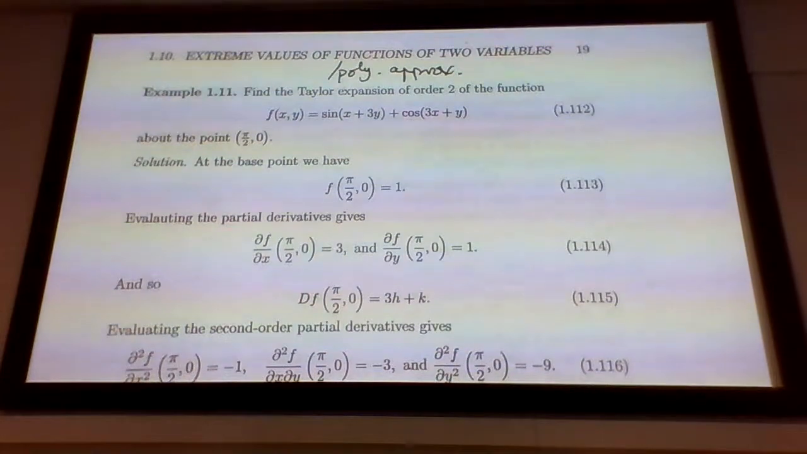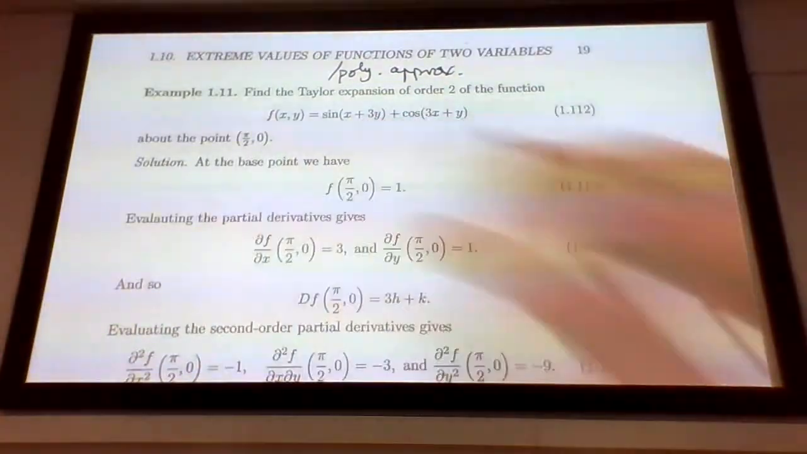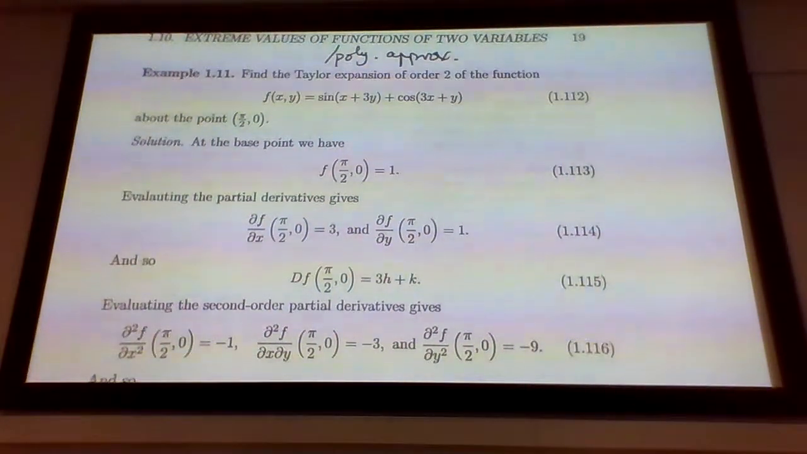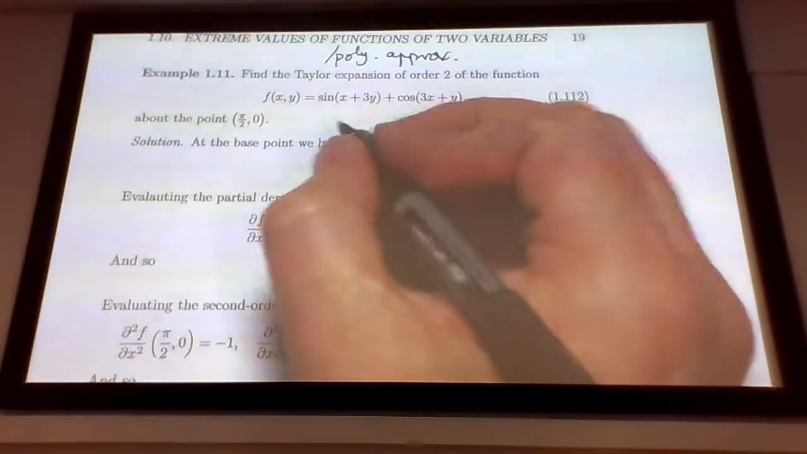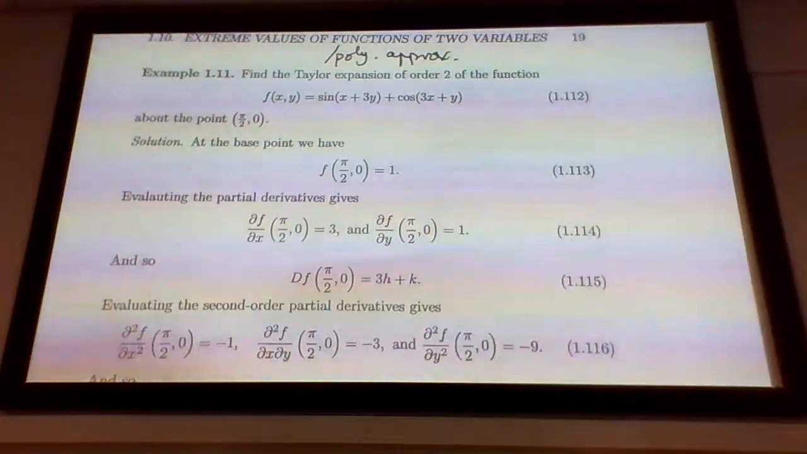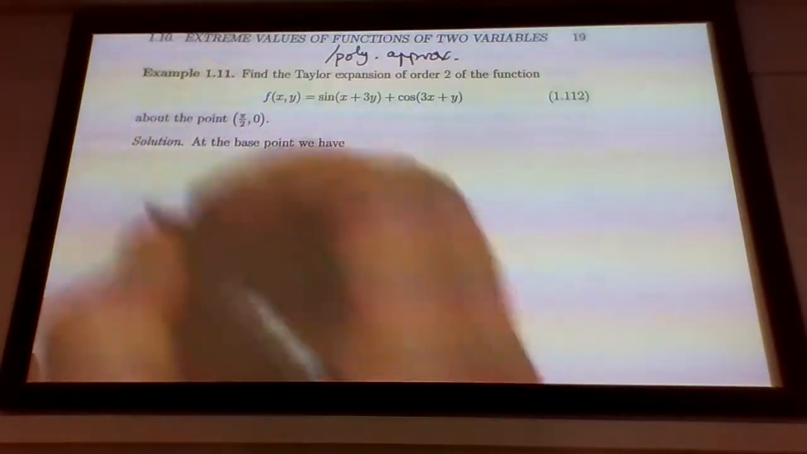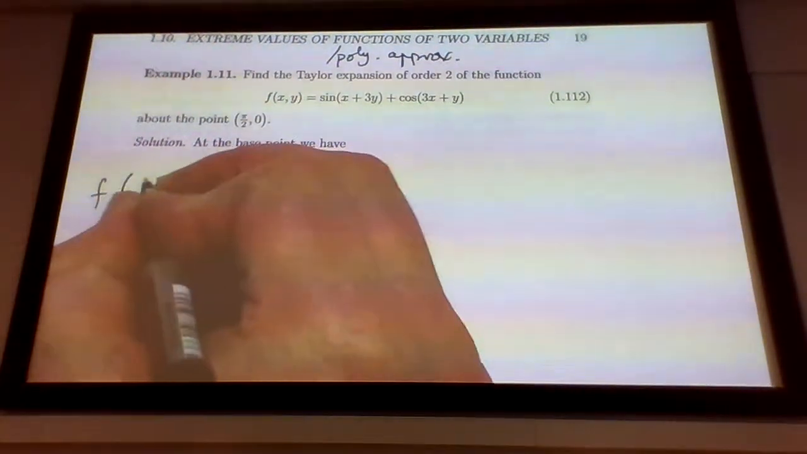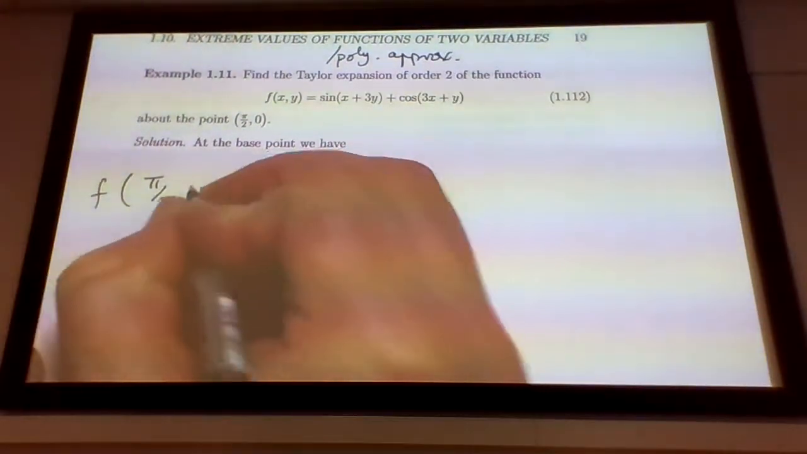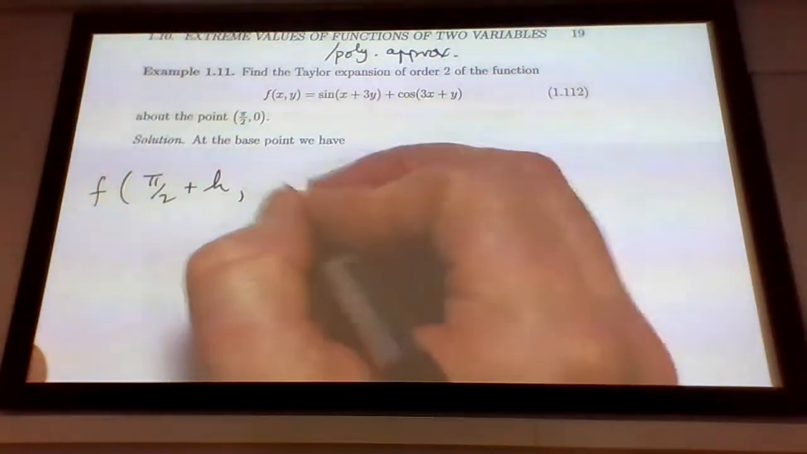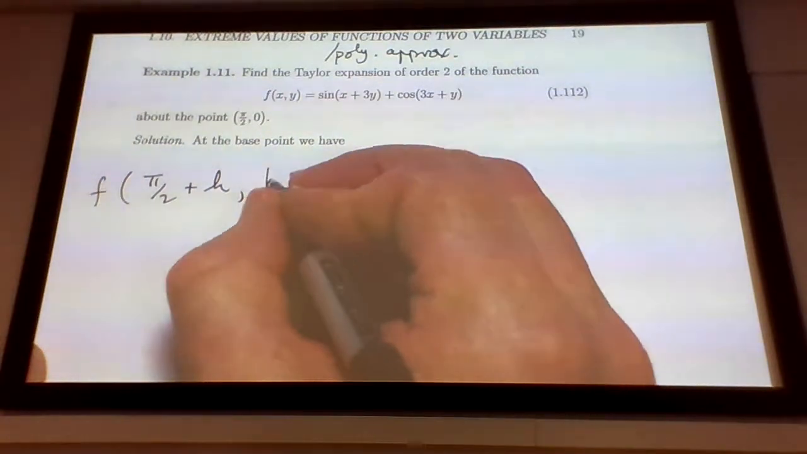So what's the order 2 approximation going to look like? I wonder if I can fit it out. I'm going to put it on this separate sheet, but you could maybe squeeze it on. It's going to look like f at pi over 2 plus h. That's for the x coordinate. The y coordinate is going to be 0 plus k, so I'll just write that as k.